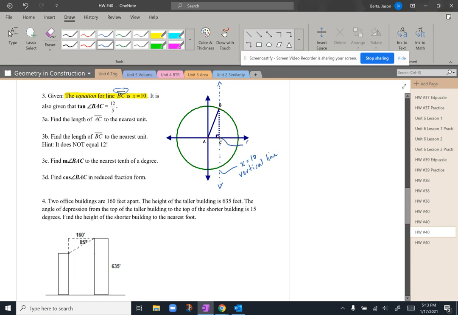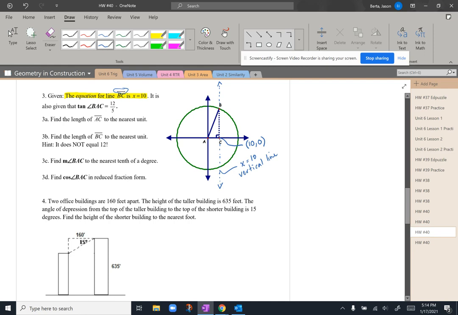From that, we can derive the information that point C has the coordinates (10, 0). Okay, we know the x coordinate from the fact that it is on that vertical line. And we know the y-coordinate because it is on the x-axis.